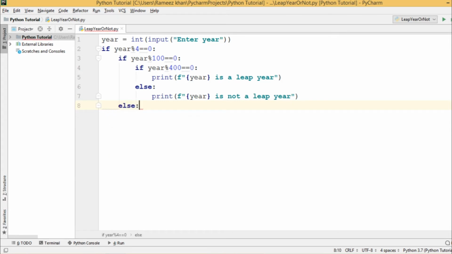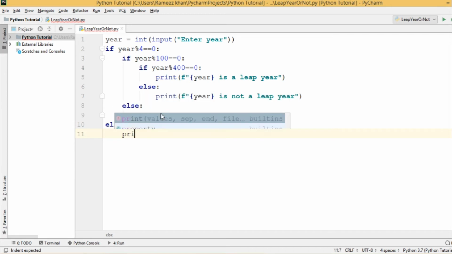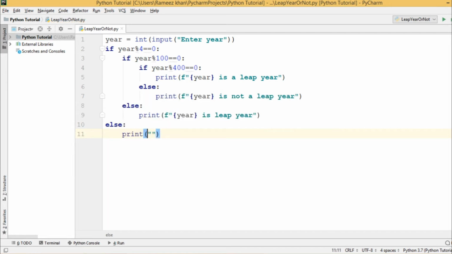And if the year is not a century year, if year mod by 100 not equal to 0, means this is not a century year, then this is a leap year because it is divisible by 4. Leap year. Now if the year is not divisible by 4, then this is not a leap year.